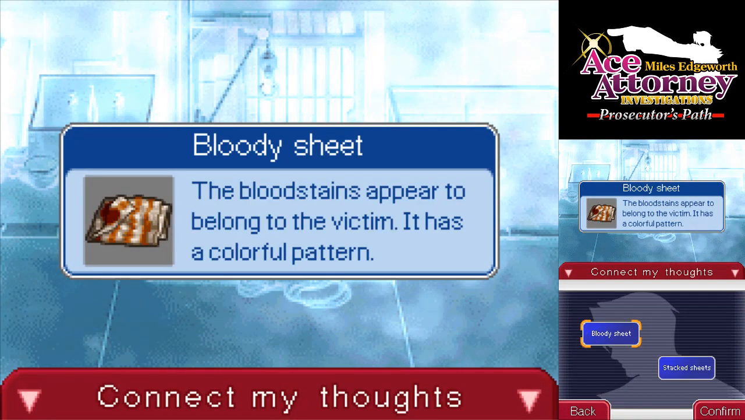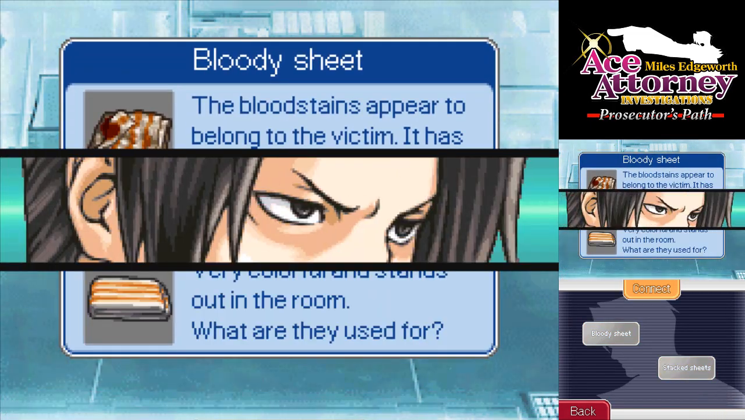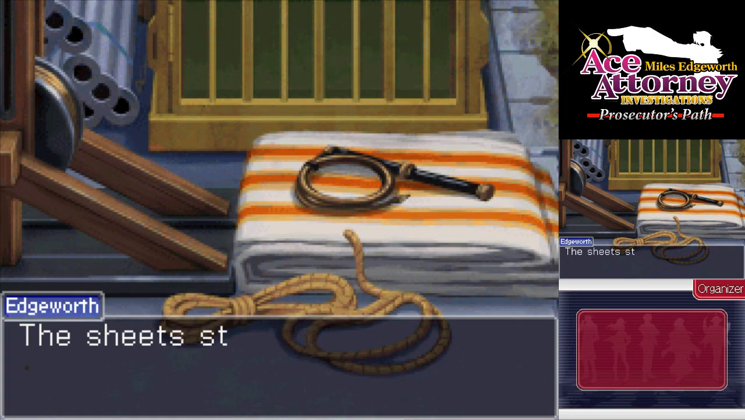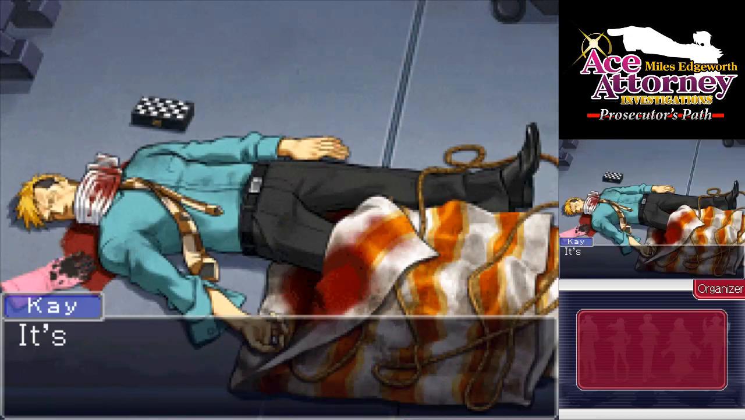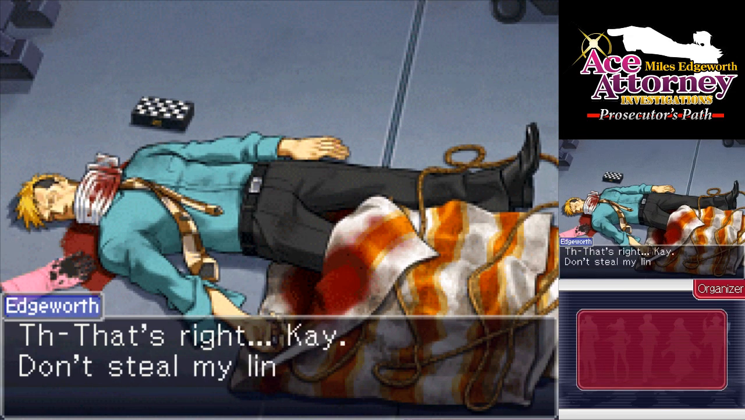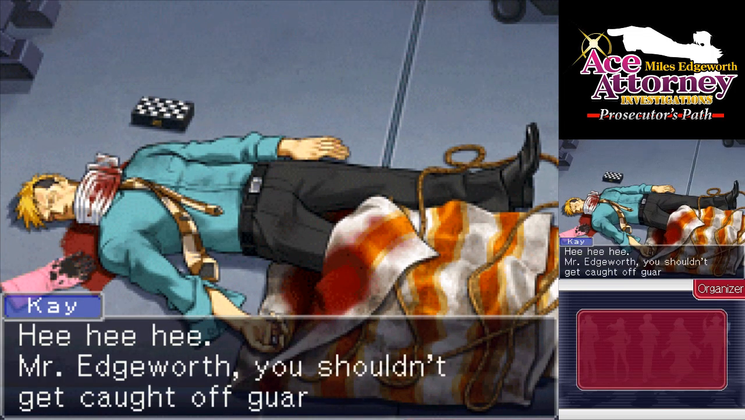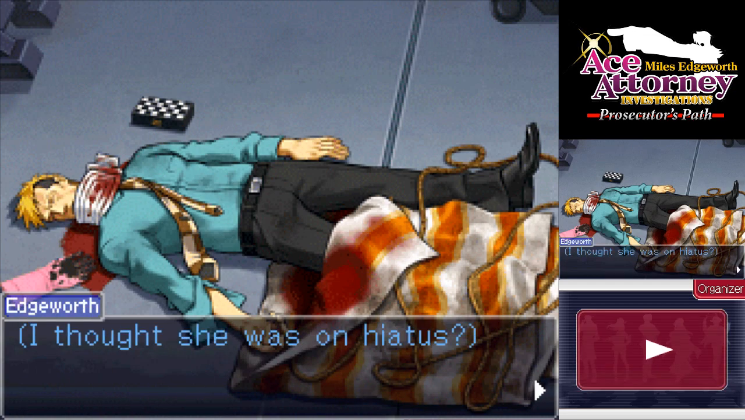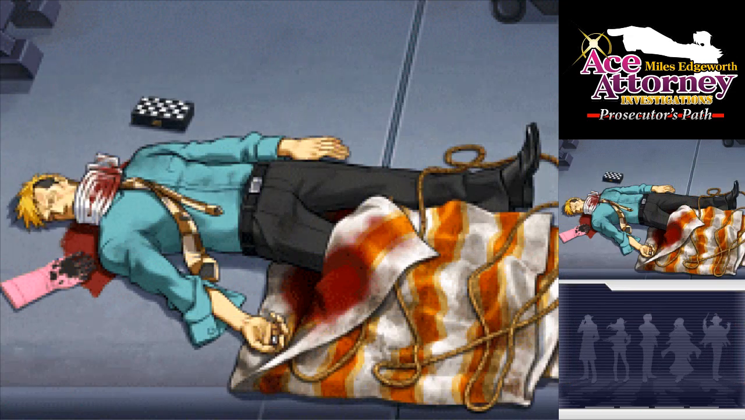Yes, let me check this area again in case I overlooked something. Okay, let's see. Oh, I see. Okay, I needed to connect the logic, I guess. The sheets stacked here have a very distinctive pattern. It's the same as the bloodstained sheet. That's right. Kay, don't steal my lines like that. Hee. Mr. Edgeworth, you shouldn't get caught off guard like that. I'll never lose my edge as the great thief. I thought she was on hiatus. Bloodstained sheet data jotted down in my organizer.